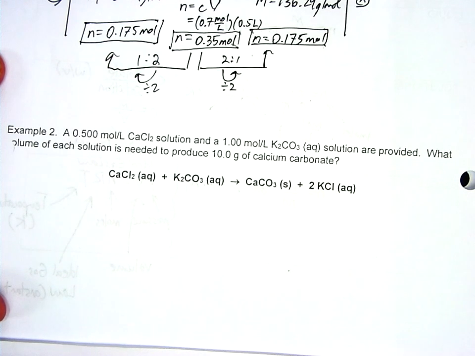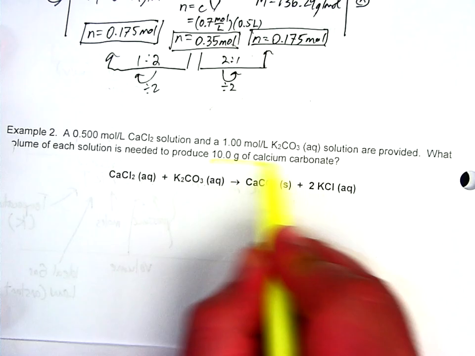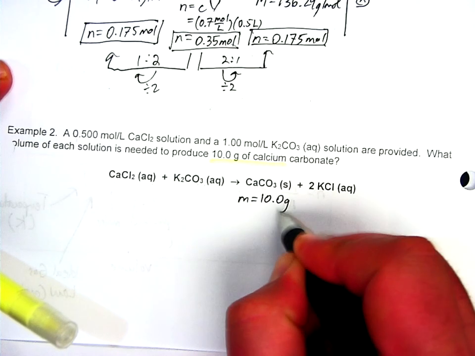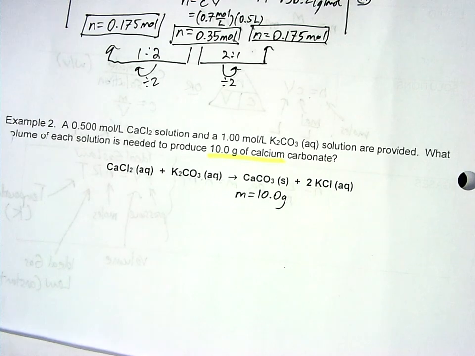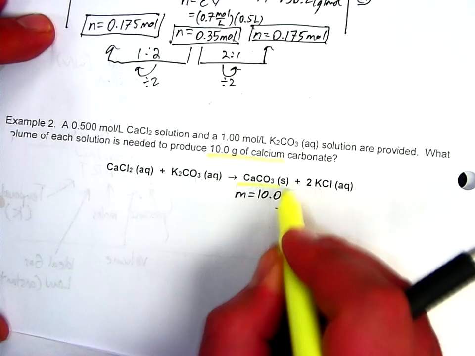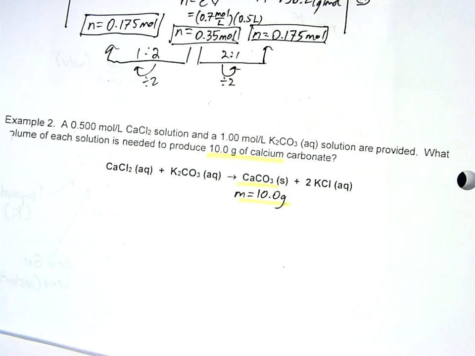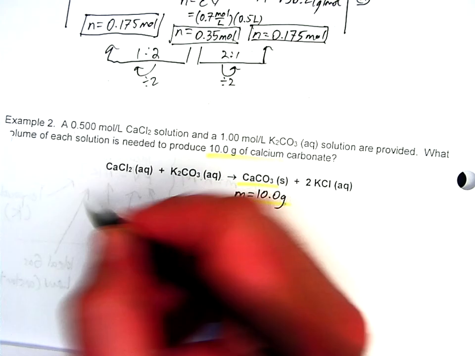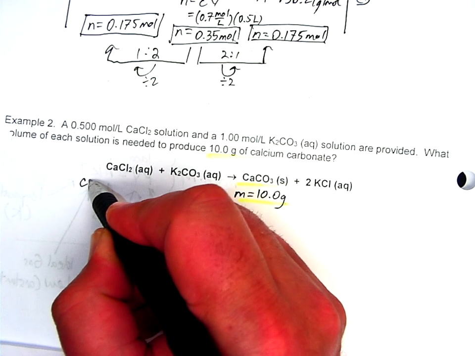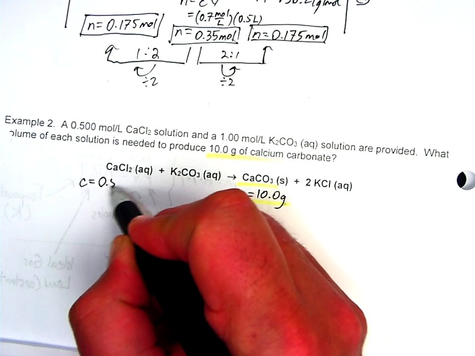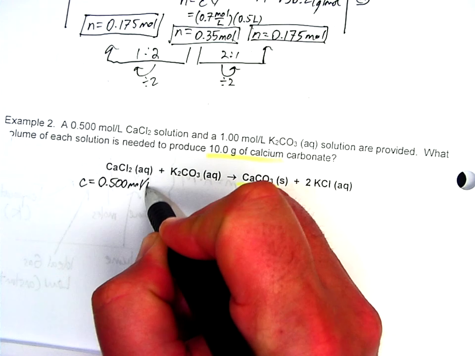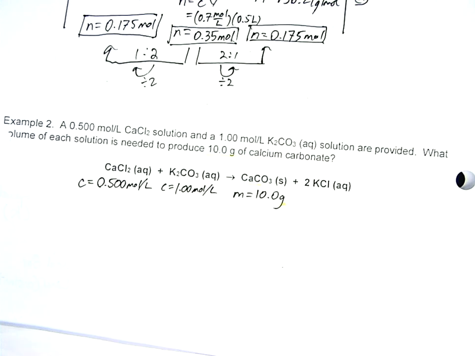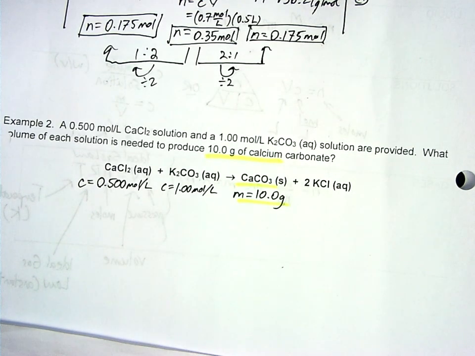Okay, so again, I've got some given information. So this is given to me, and actually it seems to be the complete bit of information here. Okay, so 10 grams of the calcium carbonate. I also am given some concentrations of some reactants. Okay, so I can take that into account too. So here's my concentration for the calcium chloride, 0.500 moles per liter. And here I've got 1 mole per liter of the potassium carbonate solutions.